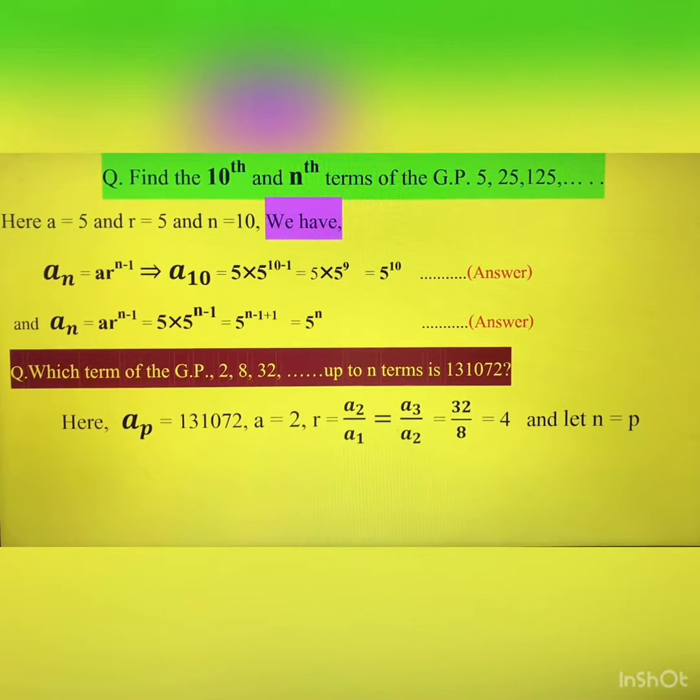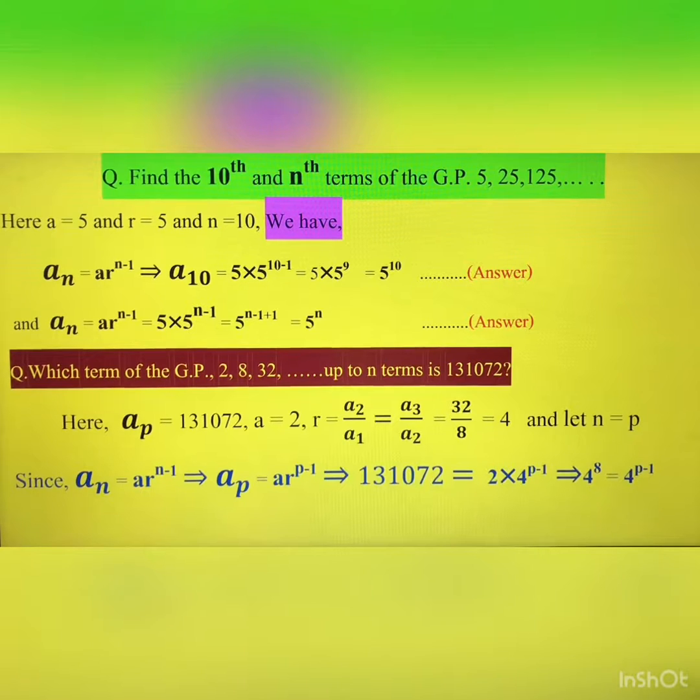So we will put this value in the given general formula, the nth term formula, that is a_n equal to a into r raised to the power of n minus 1. This implies that with n replaced by p, a into r raised to the power of p minus 1, and it is given that the term is 131072, and a is given by 2 and r is 4.